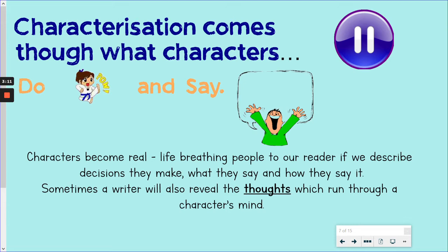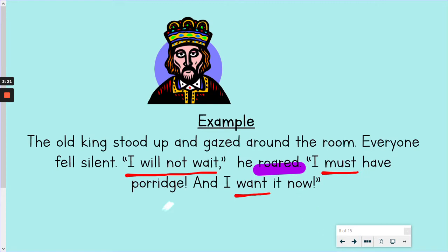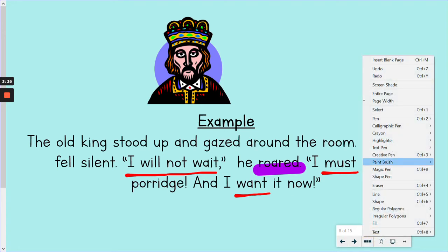And characters come to life through their actions and through the words that they say, and crucially, how they say them. And that's what we're going to focus on today. So in this example, the old king stood up and gazed around the room. Everyone fell silent. "I will not wait," he roared. "I must have porridge and I want it now."